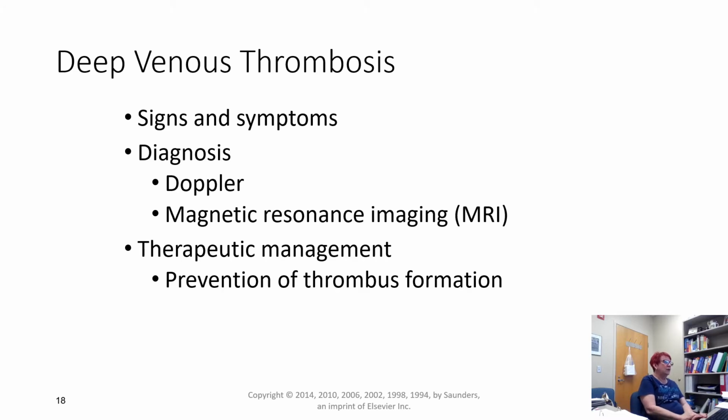DVTs, again, you're going to have some pain and swelling. One leg will be bigger than the other, in the calf area particularly. It may be red, maybe hot. So there are different diagnostic things we can do: Doppler studies, maybe an MRI. We're probably going to put her on some Lovenox or possibly some heparin. We're going to, again, do all the things we did before: TED hose, elevate the legs.